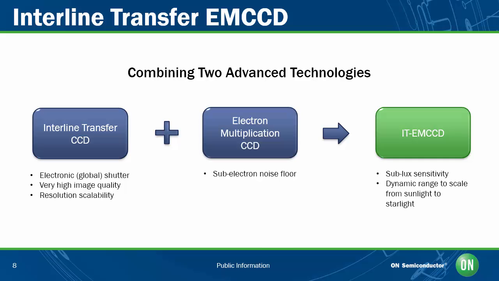EMCCD multiplies the signals coming from very low light scenes so they rise above the intrinsic noise floor of the device. This drives the effective read noise of the image sensor to sub-electron levels and enables detection of very low signals or very low light levels. When these two are combined, Interline Transfer EMCCD devices provide the flexibility that allows a single camera to image a scene where one portion of the scene is very dark, measured at sub-lux illumination levels, while a different part is brightly lit, all at the same time.